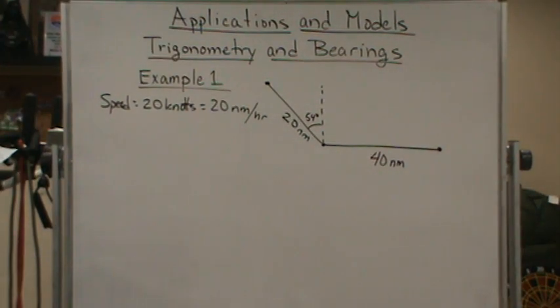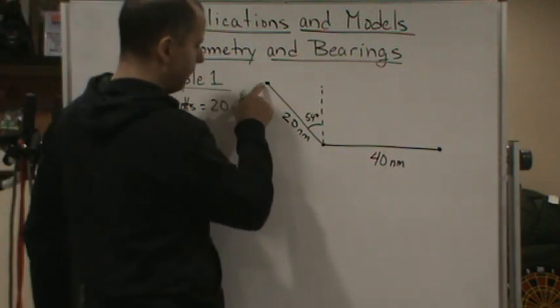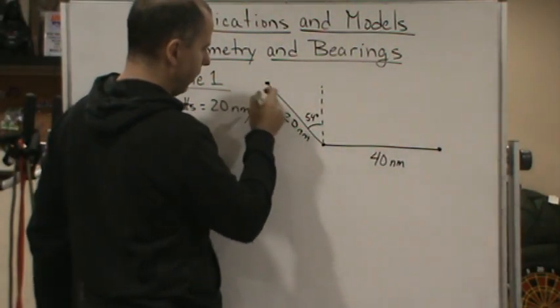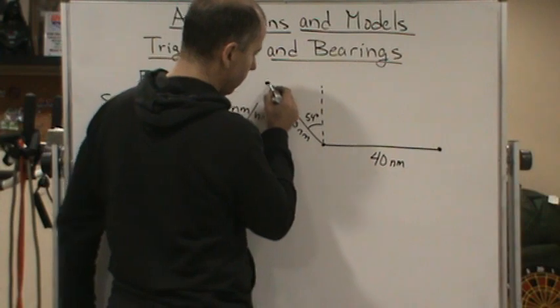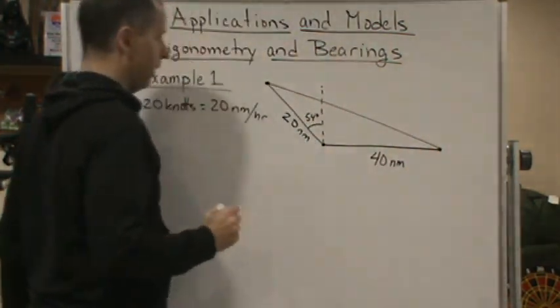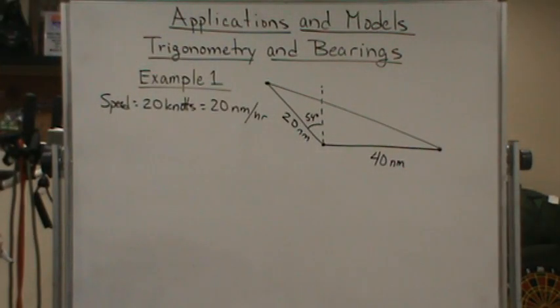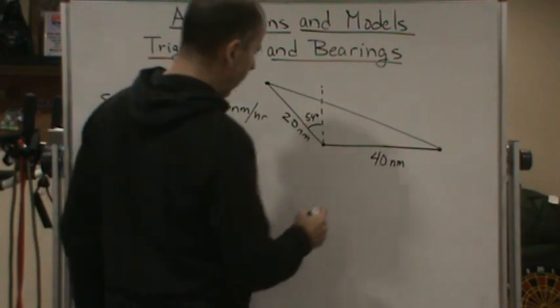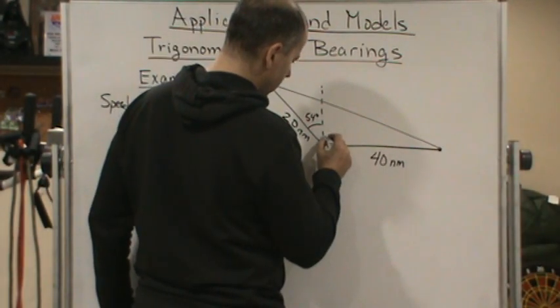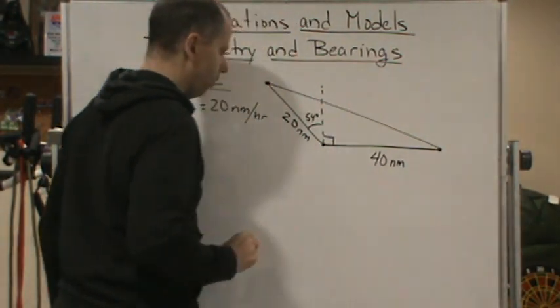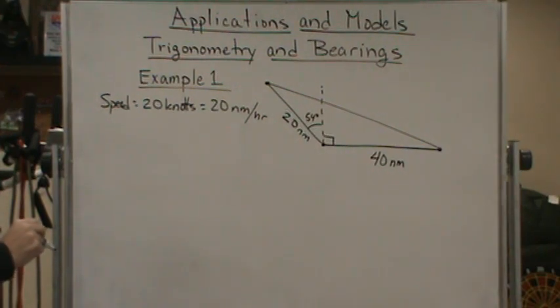Now, the question is, we want to know the bearing and the distance from port at 3 p.m., which is when it arrives right here. So we need to find that distance and the bearing. Well, let's figure it out.